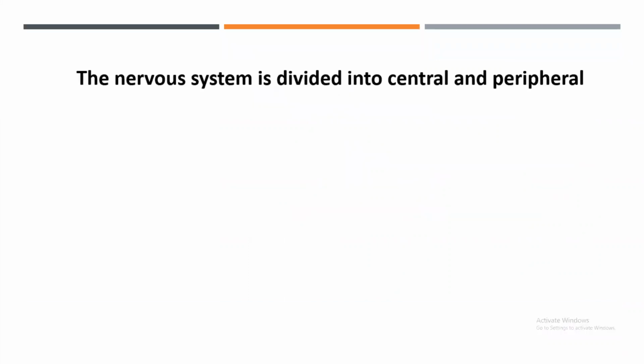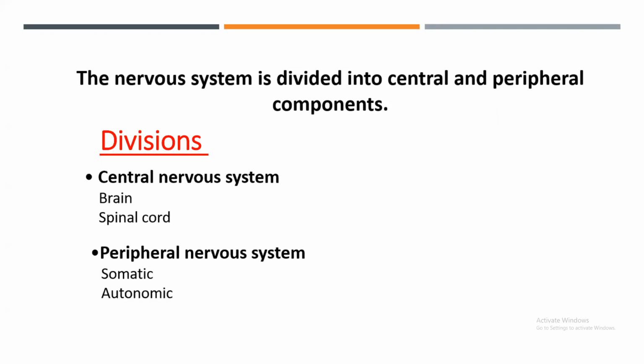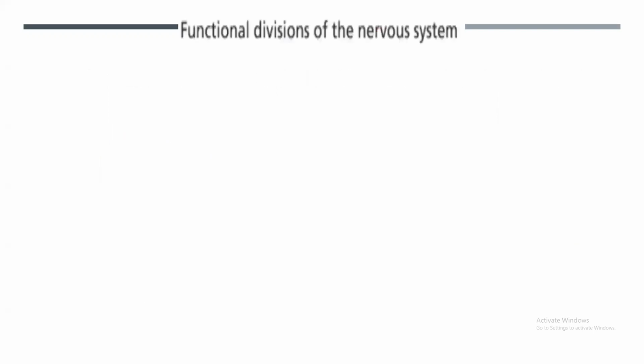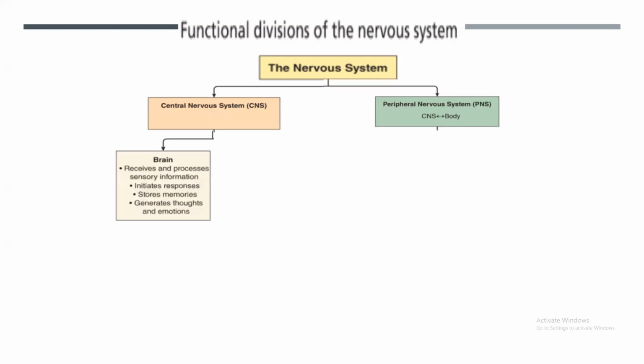The nervous system is divided into central and peripheral components. The divisions include the central nervous system, which has the brain and spinal cord, and the peripheral nervous system, which is somatic and autonomic nervous system. Further, the functional divisions of the nervous system include the central nervous system and the peripheral nervous system.